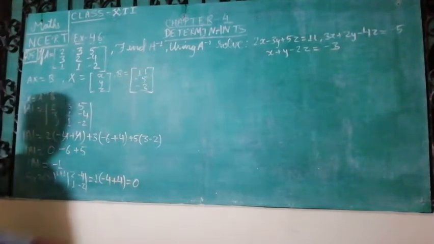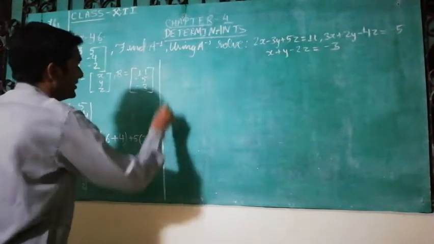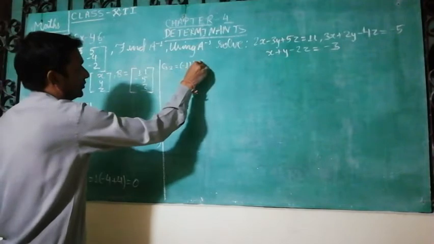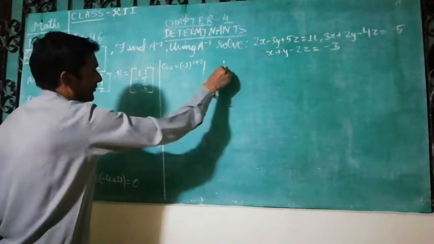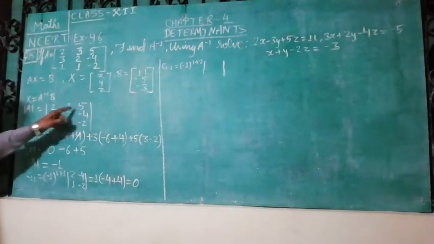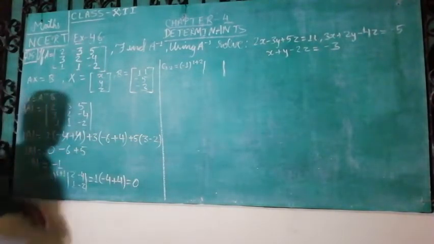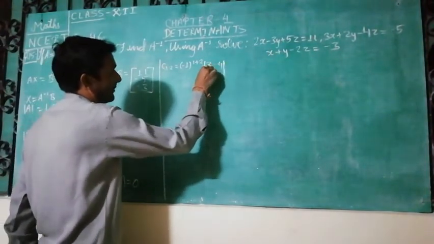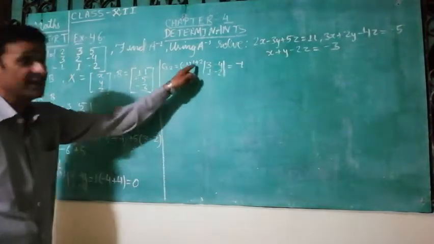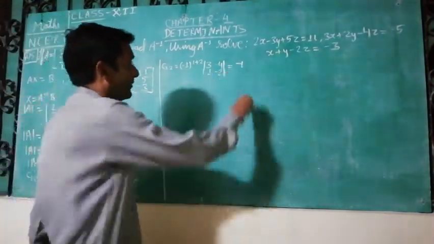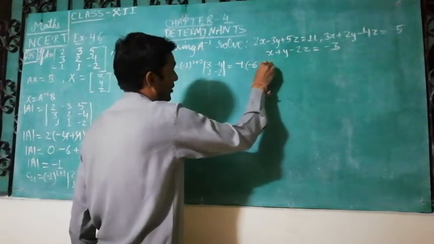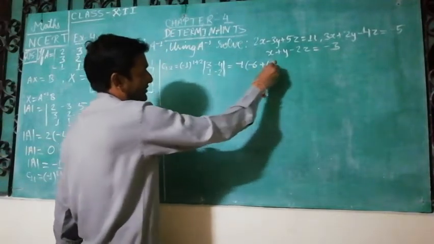Now C12. C12 is equal to (-1) raised to the power 1 plus 2. C12 means first row and second column will be eliminated. So the remaining is 3, -4 and 1, -2. It will be equal to -1 times, because (-1) raised to the power 3, and 3 is an odd number. And 3 into -2 is -6, and plus 4, so -2. Then -2 into -1 is plus 2.